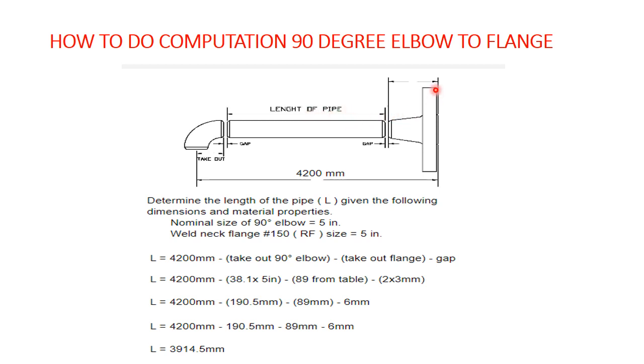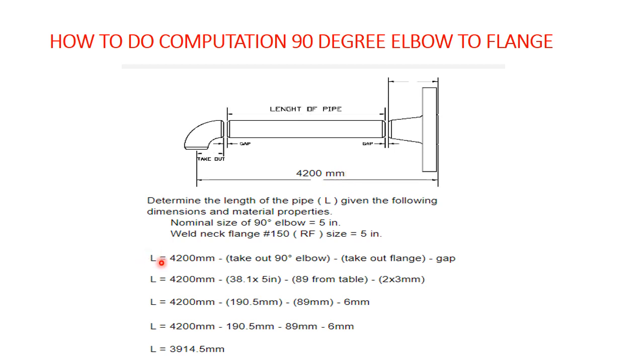Now we will calculate take out of weld neck flange. This is a gap, 3 millimeter we will consider. Also here one gap, 3 millimeter we will consider, and take out of elbow. Elbow take out 38.1 for 90 degree, it is constant. Now the center of elbow 90 degree to the flange length is given, 4200 millimeter.